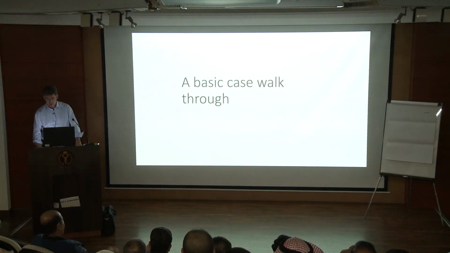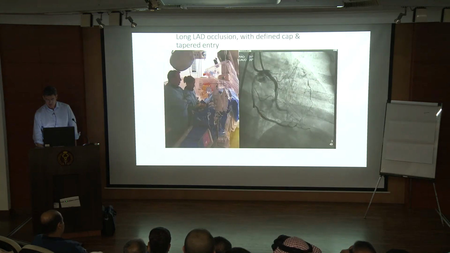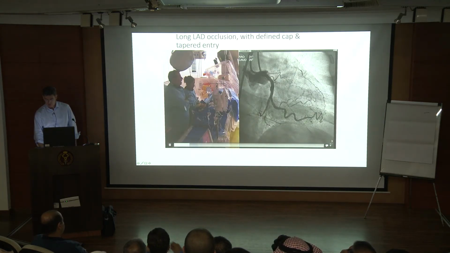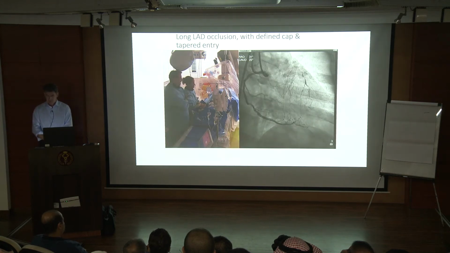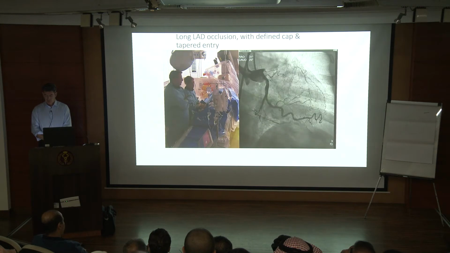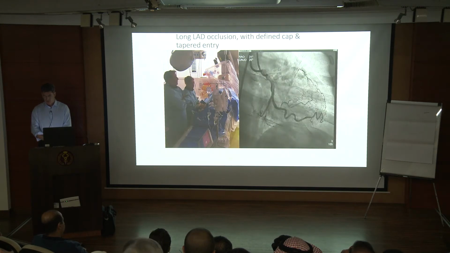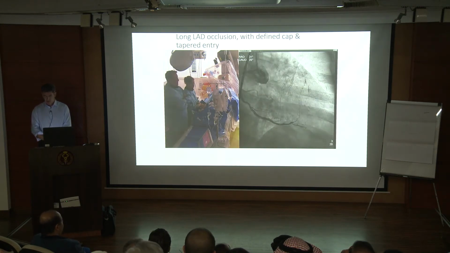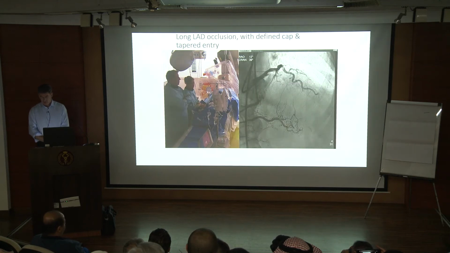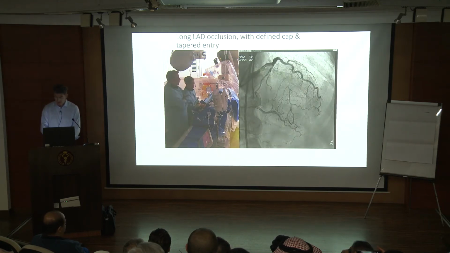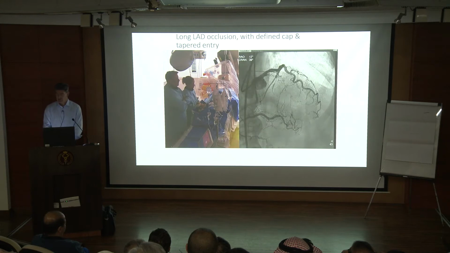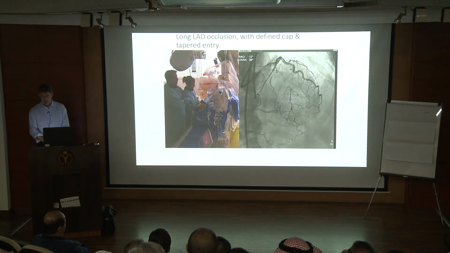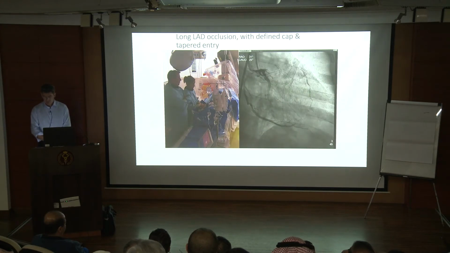So let's go through a basic case. Again, we've got Simon Walsh here. Let's do our lesion assessment. You've got a tapered cap there. The lesion here is about 25 to 30 millimeters long. There are interventional collaterals there coming from the PDA, filling the LAD distally, so we've got retrograde options. The target you see is very clear.